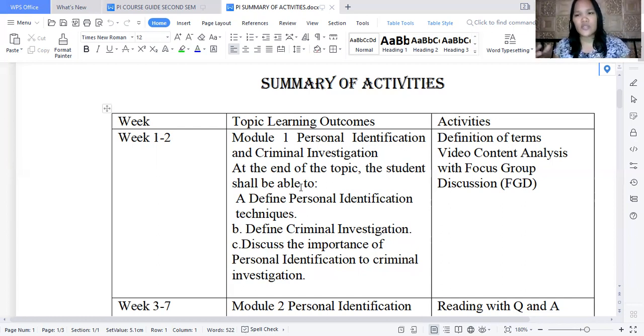This will develop your sense of belongingness, and at the same time your communication skills with each other. So teamwork is given emphasis. These are some of the activities that are provided for your module 1.